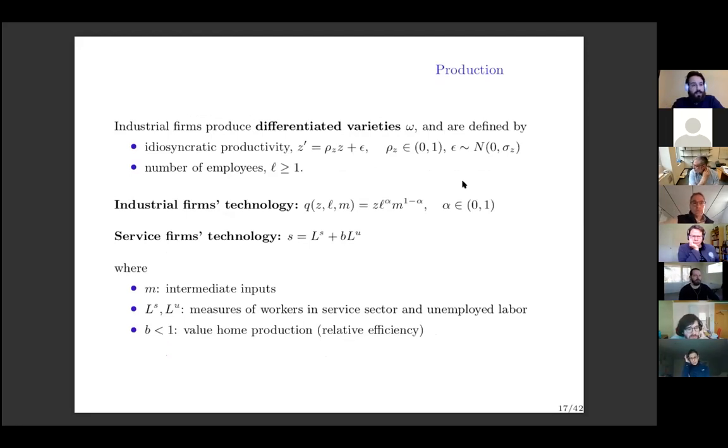They produce with a Cobb-Douglas technology that combines materials and employment with a certain share alpha. Whereas firms that are operating in the service sector, they produce with a linear technology. And for simplicity, I'm assuming also that unemployed workers sustain themselves with a value of home production, by home producing a service good, but with a different productivity, beta, which is lower than one and reflects the eventual cost of searching for a job and being eventually unemployed.